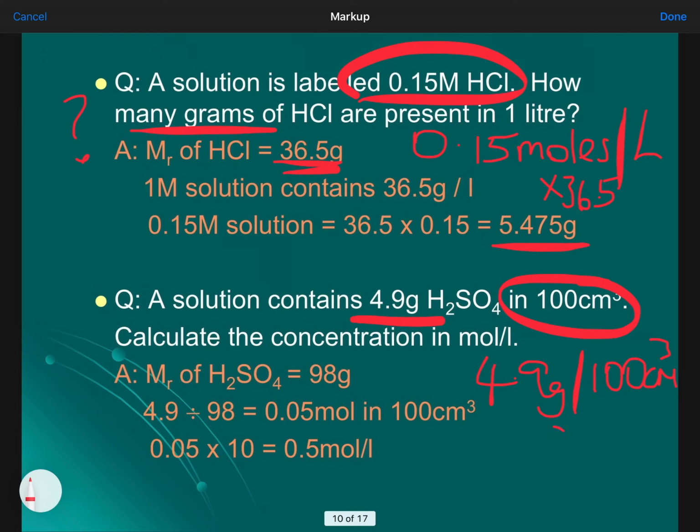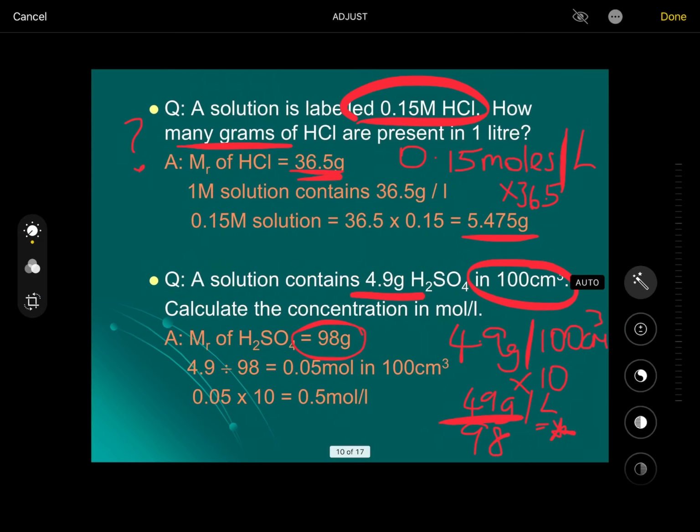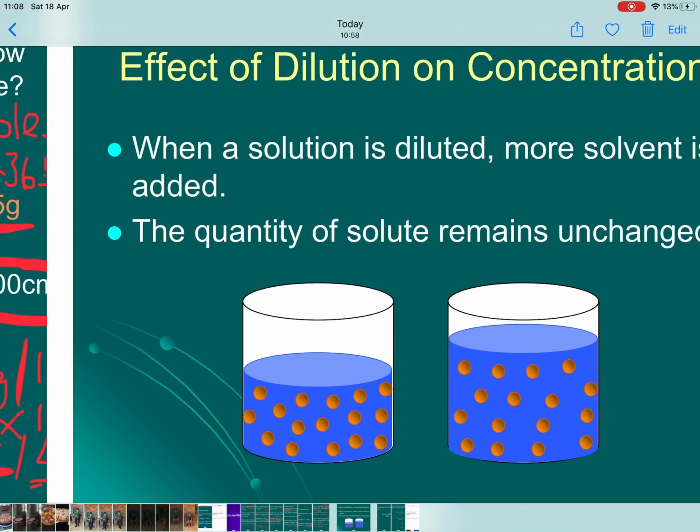So the first thing you would do is bring it to a litre, so multiply by 10. So that should be 49 grams in a litre. So now I have it in a litre, but I need it in moles. The MR of sulfuric acid is 98. How do I convert grams to moles? Number of moles, you're dividing by the MR, and you get your 0.5 moles per litre there for that, okay? That's done.